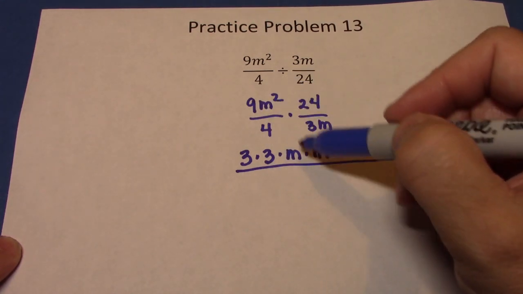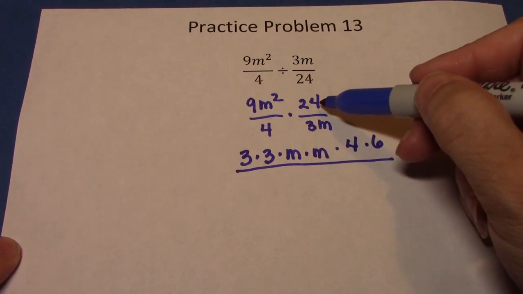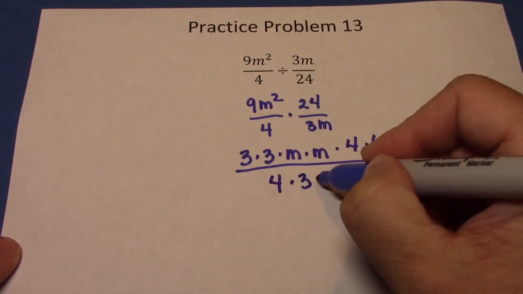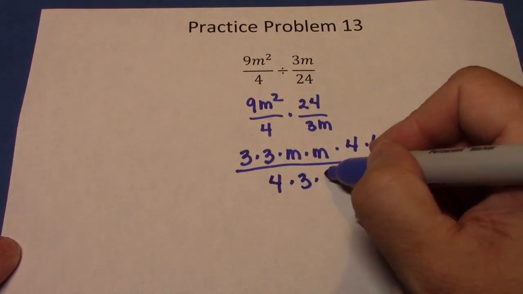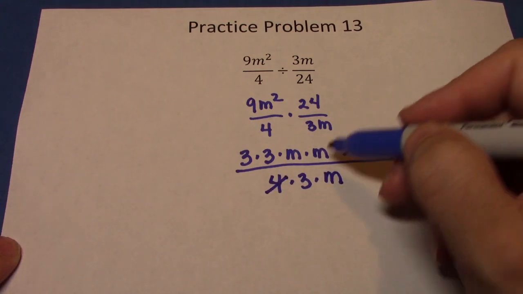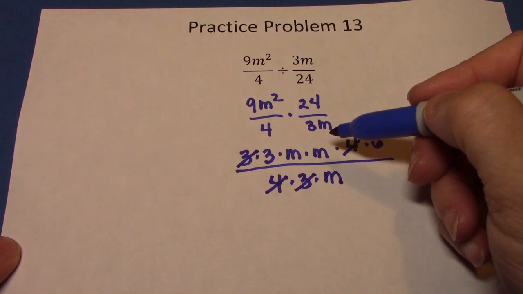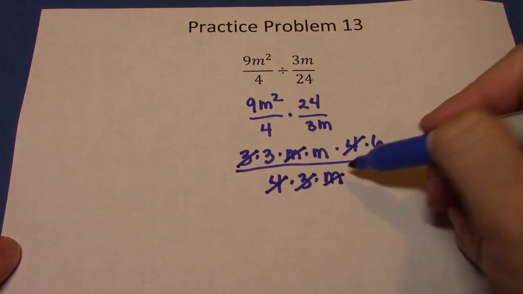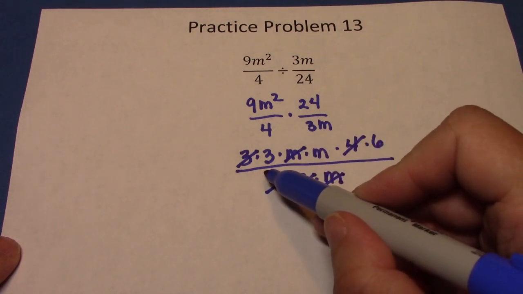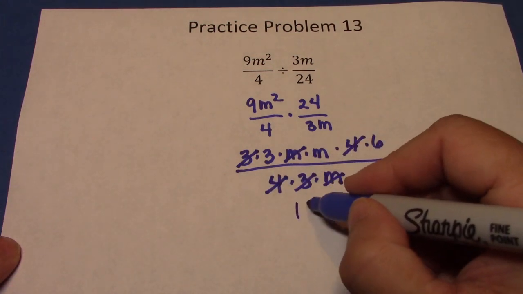M squared is going to be m times m. And I chose to factor 24 as 4 times 6. It's because on the bottom we have 4 times 3 times m. Now there's a 4 here and a 4 there, a 3 here and a 3 there, an m there and an m there. We're left with really just 1 on the bottom, and 3 times 6, that would be 18m.